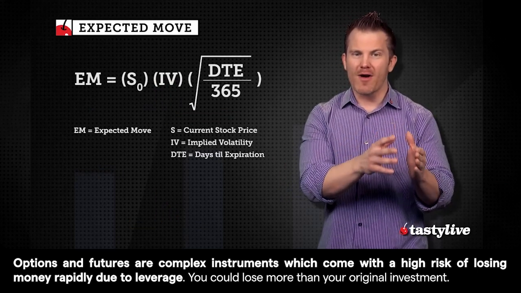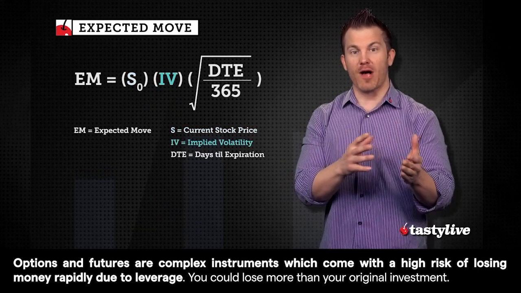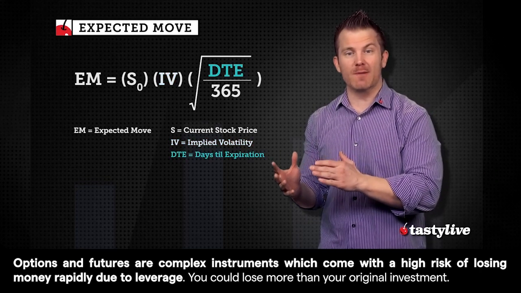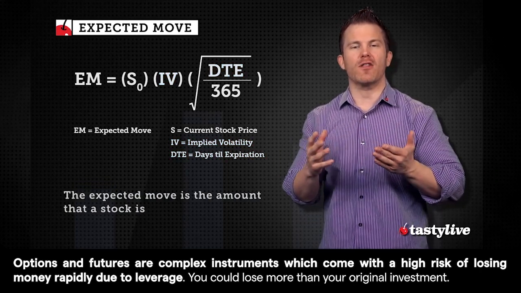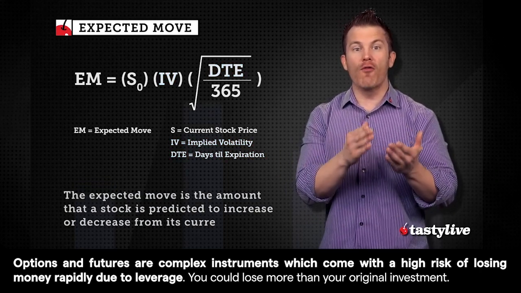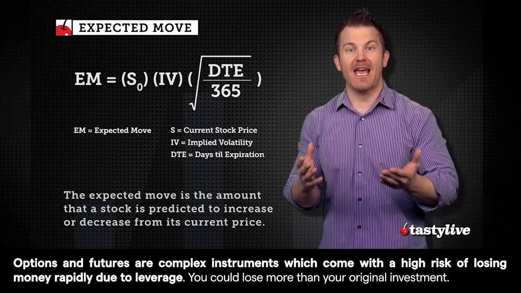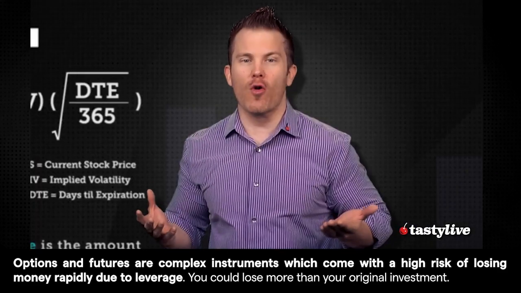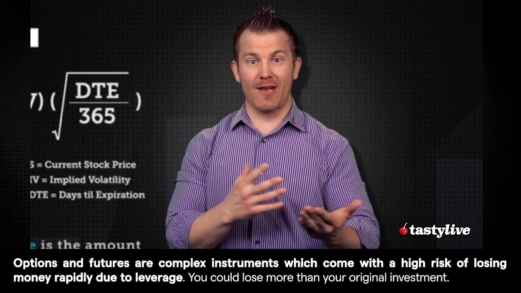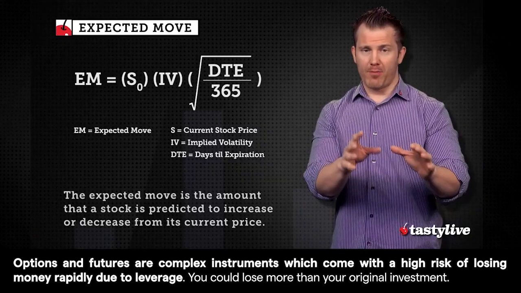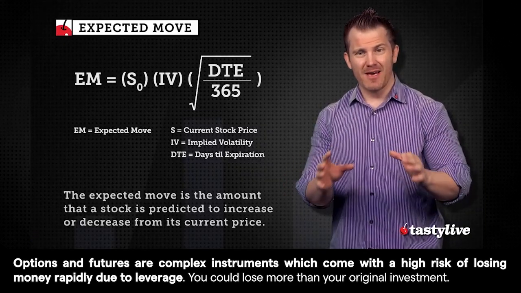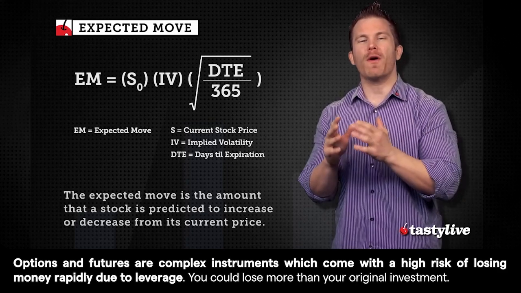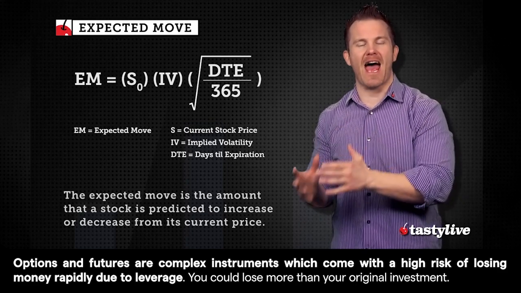Still, given where a stock currently sits, the implied volatility, and the time until expiration, we can compute the likely range of prices over that time period, i.e., the expected move. Of course, this is merely an estimate and literally anything can happen, but approximately 68% of the time, stock prices will fall within this range on average.